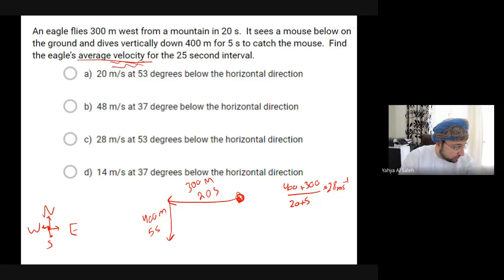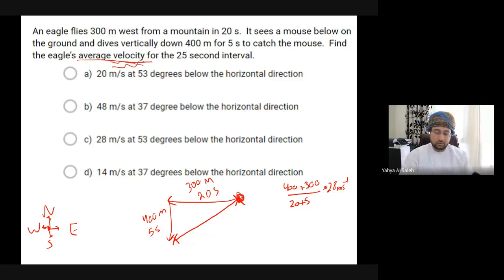This is velocity. Remember the difference between velocity and speed. Speed was distance over time. But velocity is not distance. What is velocity? It is displacement over time. The distance here is 700 meters, but displacement is not. Displacement is the resultant vector from this point to this point, right? So first, we need to find what is the resultant vector.